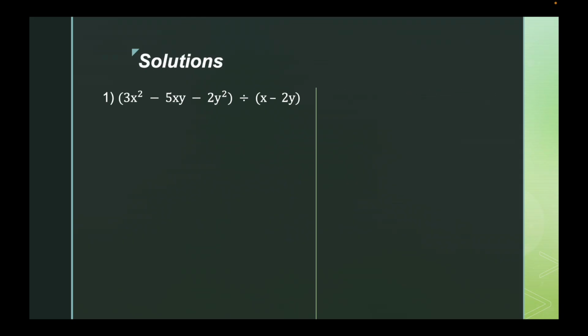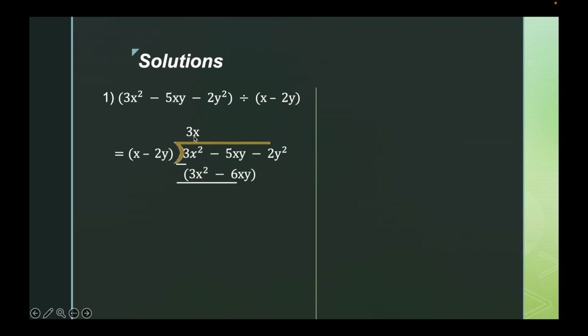Starting with the first problem, I'm going to change it into a long division problem, remembering that your polynomial, or in this case, trinomial, is in the dividend and your binomial is on the other side. I asked myself, how many times does x go into 3x squared? It goes in 3x times. The other way that you could have decided to do this is you could do 3x squared divided by x, which gives you 3x. Once again, the next step is to multiply.